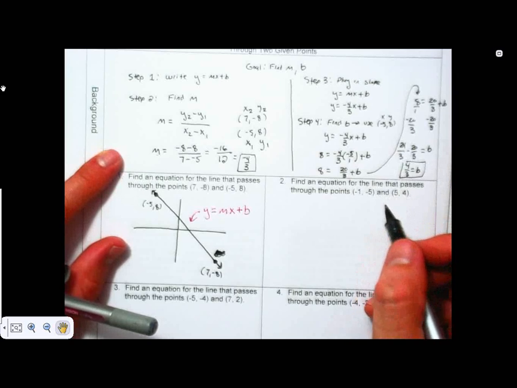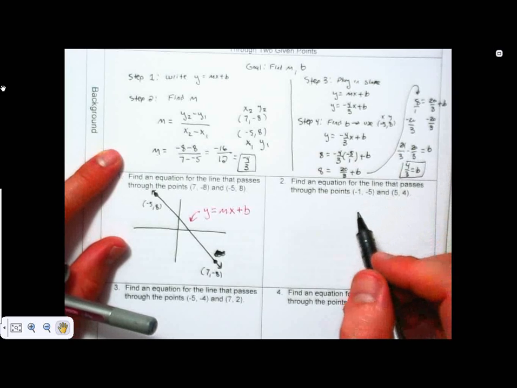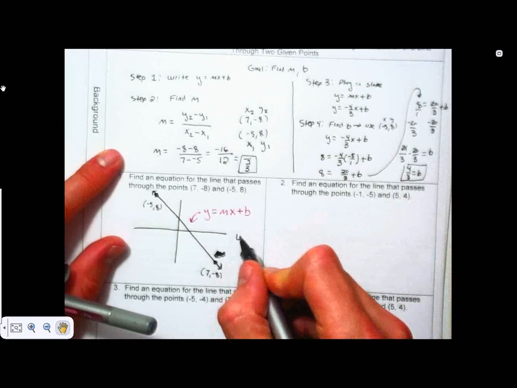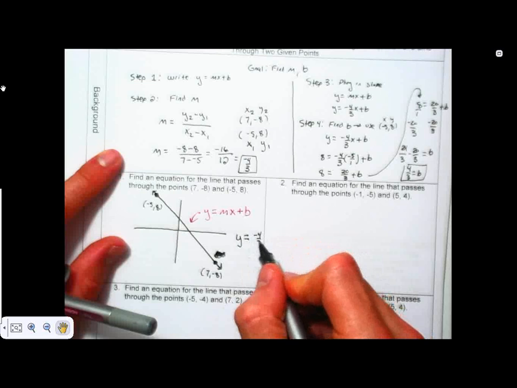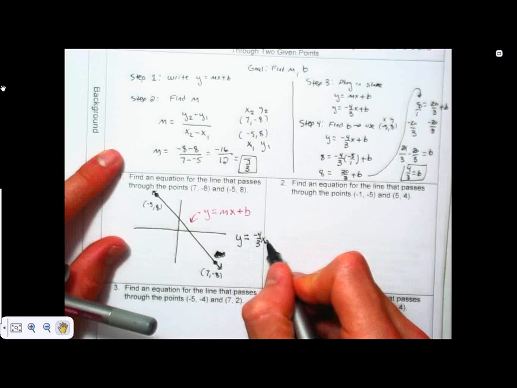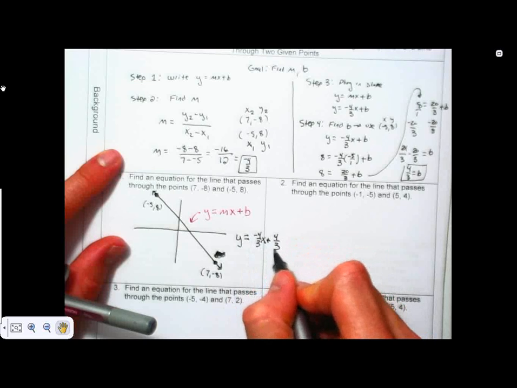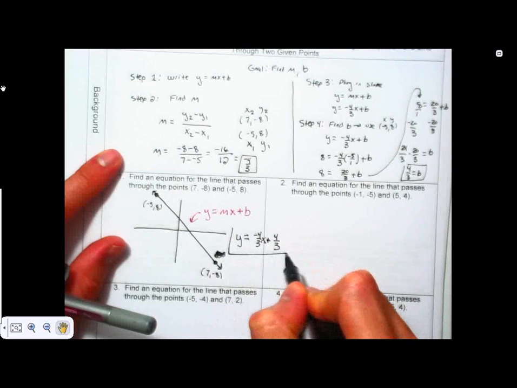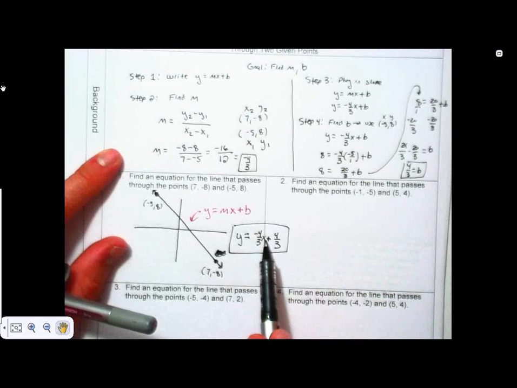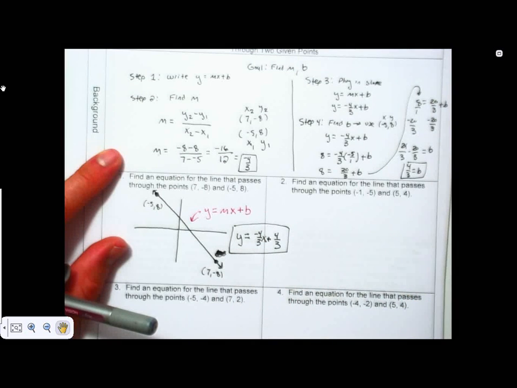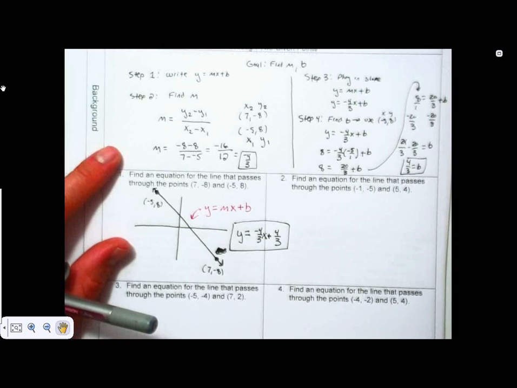So that means my final answer, if I plug everything in, is y = -4/3 x + 4/3. And again, remember, when you're all done, x and y should stay as x and y. Okay, I want you to try number 2. Pause the video, and then restart it when you're ready.